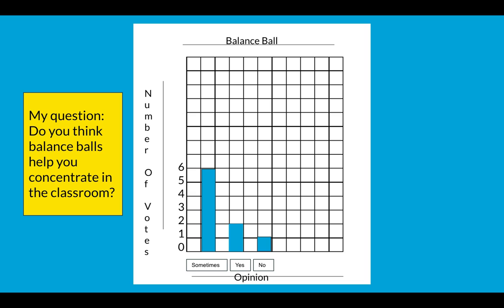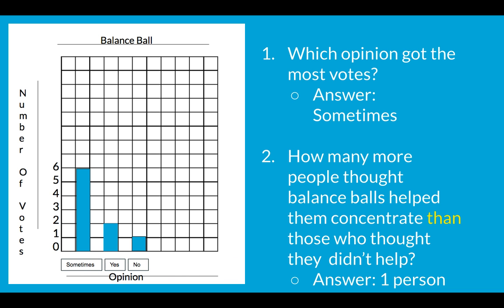Let's look at my survey, which was about balance balls. My question was, do you think balance balls help you concentrate in the classroom? And I received 9 votes, or 9 responses. So what I've done is I've looked at my graph and I'm noticing that there are 6 sometimes answers, 2 yes, and 1 no. So how can I develop questions using my data? I put them side by side just so I can see it all at once.